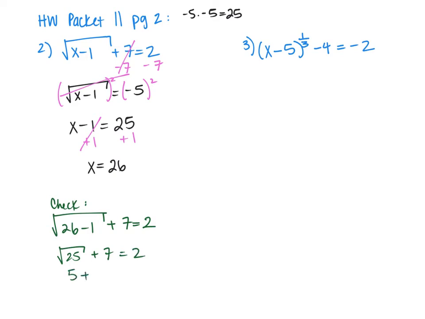I'm starting to see something fishy here. Notice how this side here, I have a 5 plus 7. If you add 5 with 7, you get 12. And last time I checked, 12 does not equal 2.